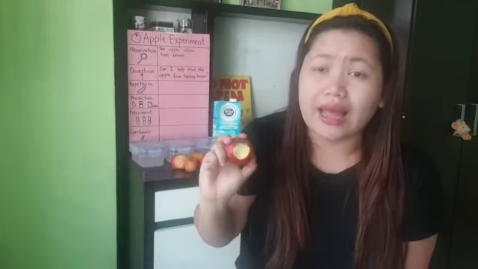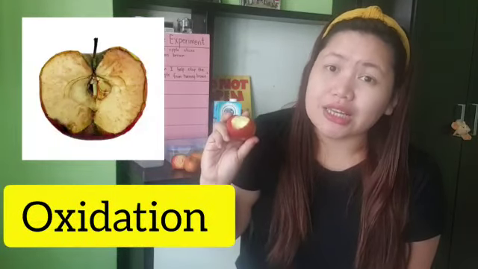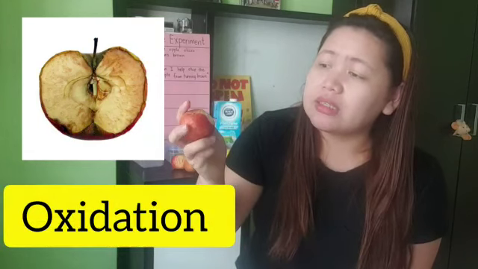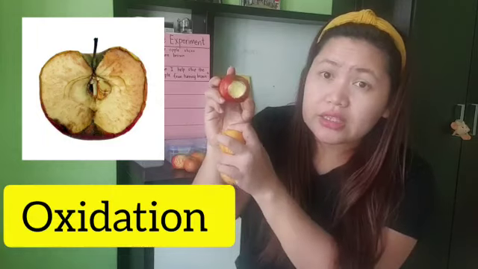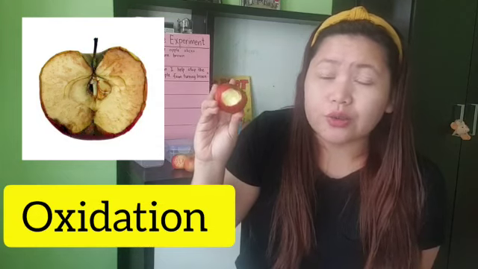And that process is what you call oxidation. Can you say oxidation? Oxidation happens when you cut or slice an apple, and then the surface of this apple is exposed to the oxygen in the air. So that's what causes it to be brown. There is a reaction in that.